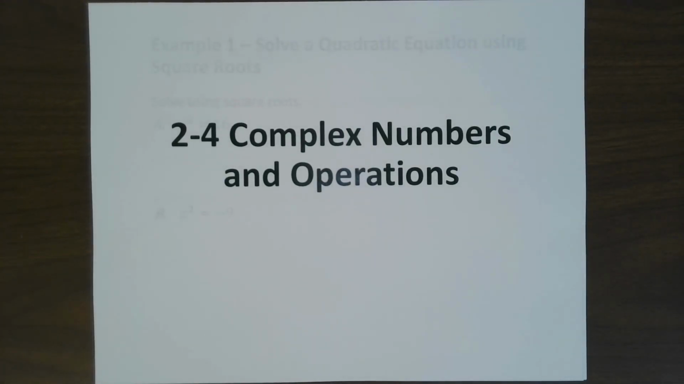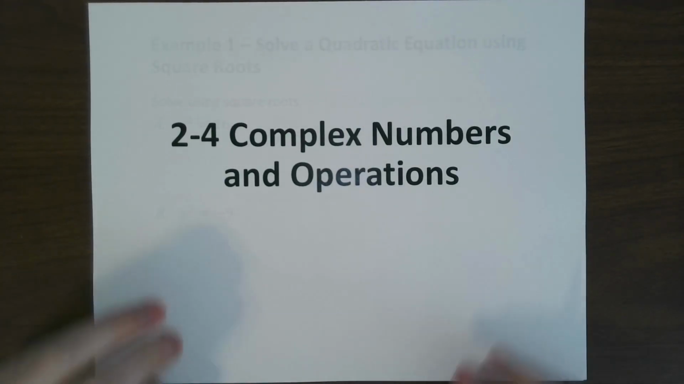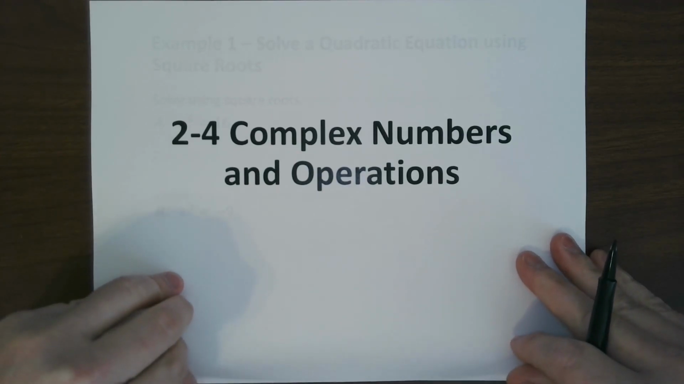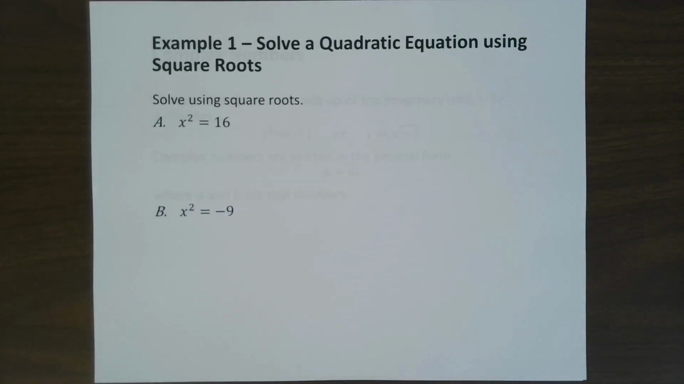Hi, today's lesson is on complex numbers and their operations. So for our first example, we're going to show where this comes from. Where do complex numbers come from? It basically happens because of square roots.